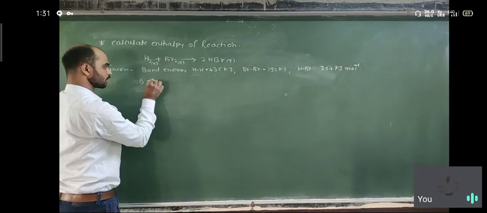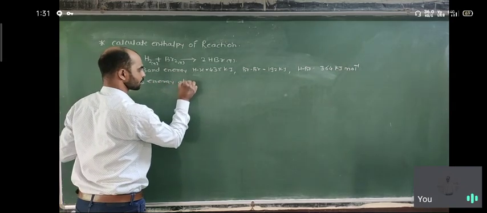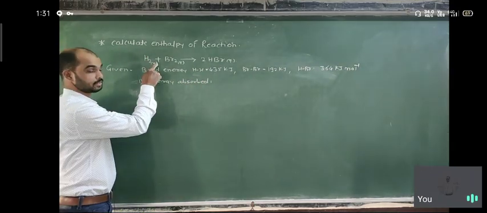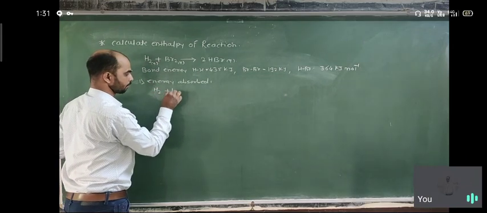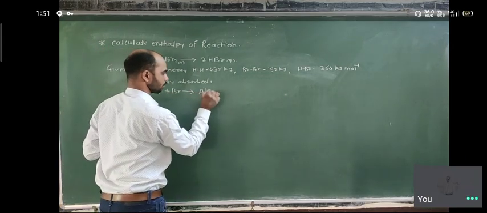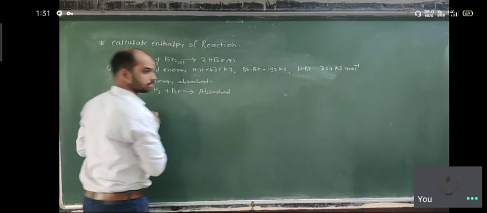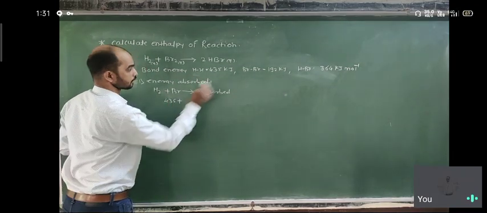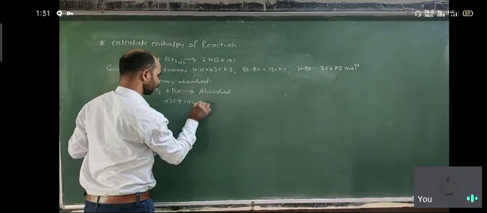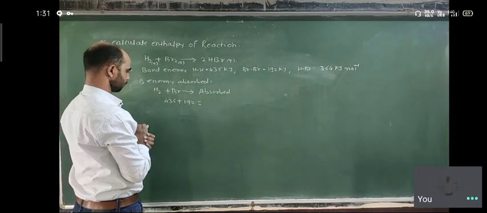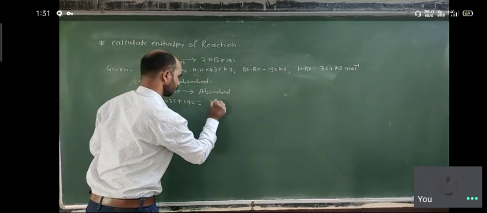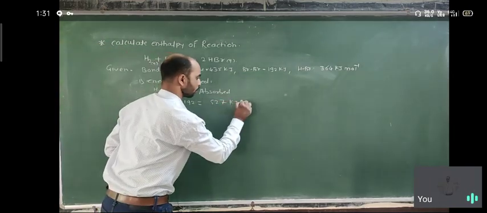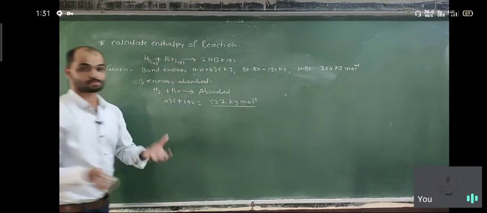So first calculate the energy absorbed. In which step is energy absorbed? For H2 and Br2, that is the absorption. How much energy is given for H2? 435 plus the next one, 192, is equal to 627 kilojoule per mole, which is the energy absorbed.